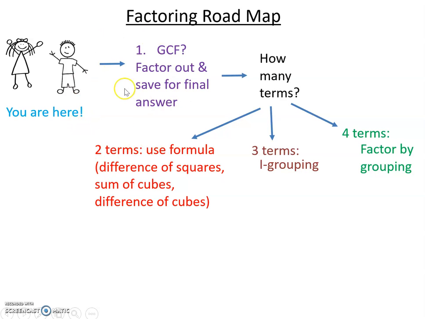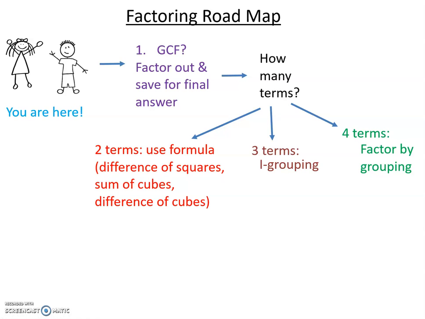Here's the chart that you have from last notes. You don't need to recopy this again. It's just our factoring roadmap here. So first step, like we said, GCF. If there is one, you need to factor it out. Next step is to determine how many terms there are.